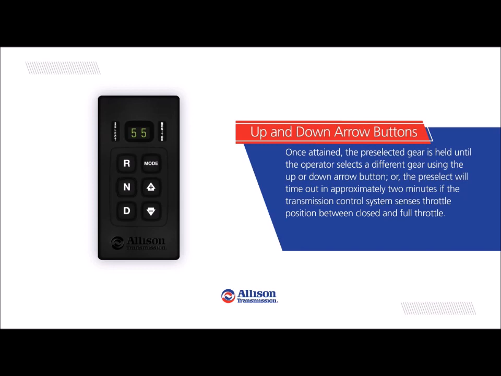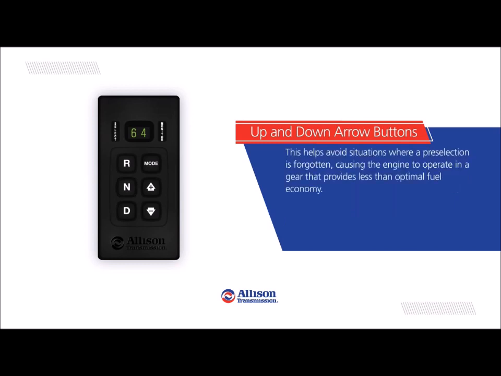Once attained, the pre-selected gear is held until the operator selects a different gear using the up or down arrow button, or the pre-select will time out in approximately 2 minutes if the transmission control system senses throttle position between closed and full throttle. This helps avoid situations where a pre-selection is forgotten, causing the engine to operate in a gear that provides less than optimal fuel economy. Press D, Drive, to return the transmission to its normal automatic upshift and downshift operation.